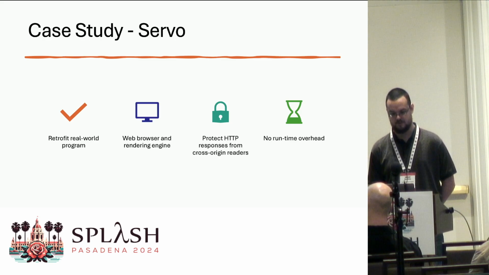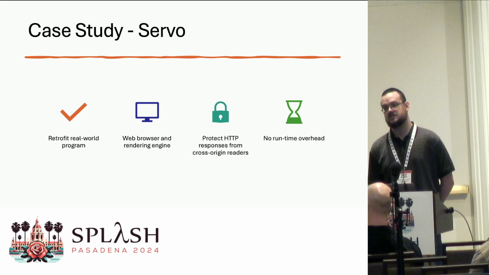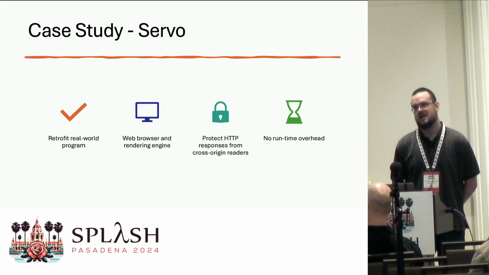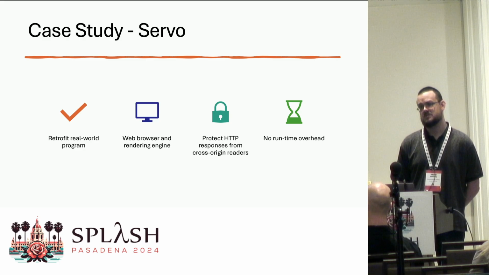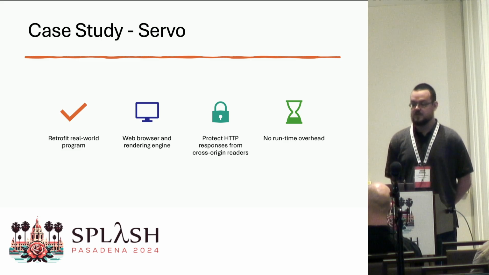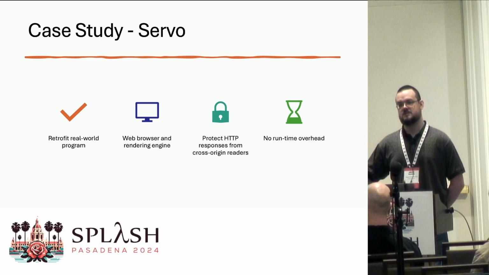And finally is Servo. Servo is another real-world program. It is a web browser and rendering engine, a very popular Rust program. At the time of the paper's writing, I believe it was a top 10 most starred project on GitHub written in Rust. As of 2 days ago, I think it was 29th, so it's fallen a little bit, but still very popular. And for this one, we wanted to protect HTTP responses from cross-origin readers.